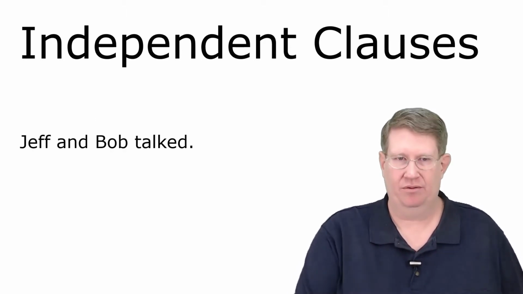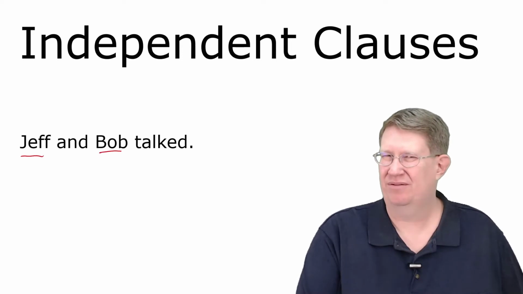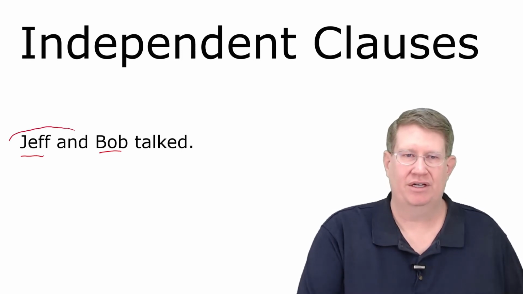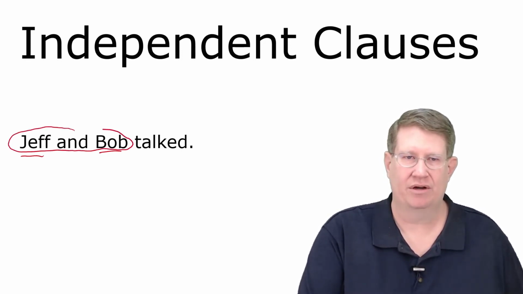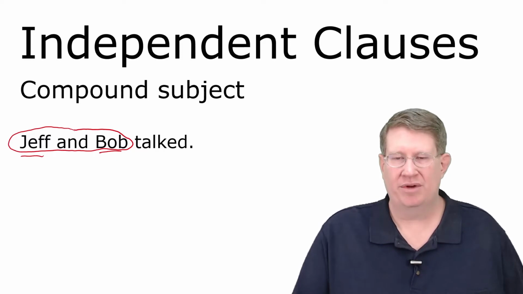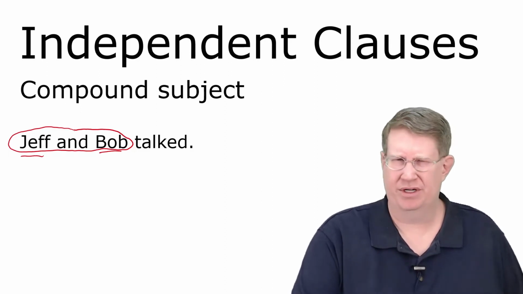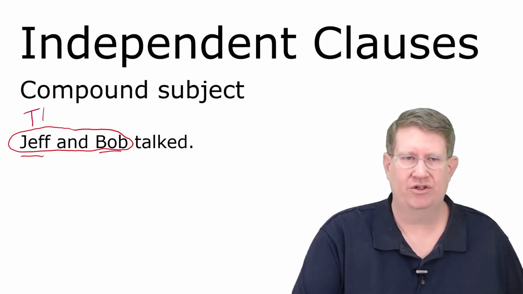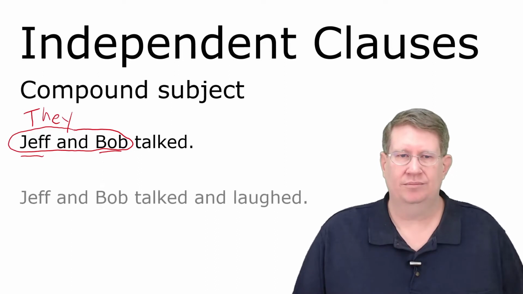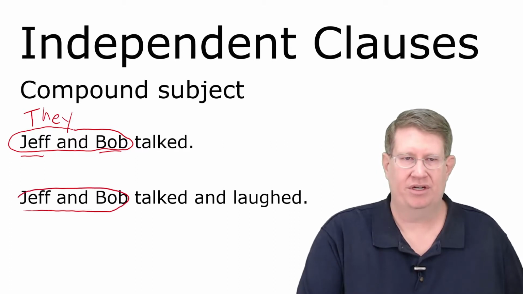Jeff and Bob talked. Okay, so I've got a subject here, and I've got a subject here, and I've got just one verb, so now I'm confused. Well, actually, it might look like I have two subjects, but in this sentence, Jeff and Bob work together to be the subject. And I call this a compound subject. Compound because it's made of two things that I can put together. And if you're a little bit unsure, I could change this to they talked. So, Jeff and Bob, aha, you're not going to fool me again. I understand that that's one subject here.